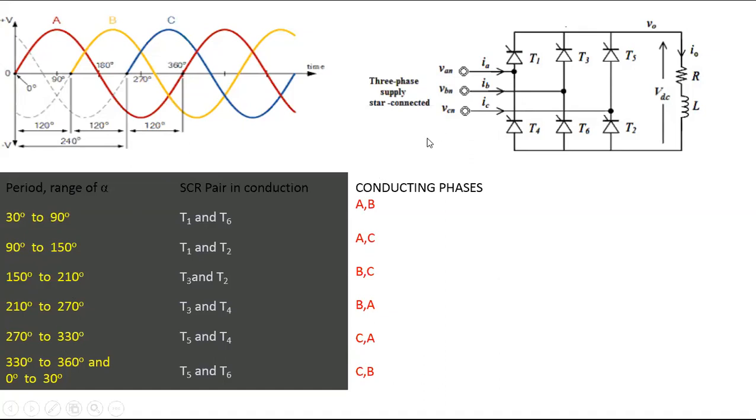Case 1, all of you make a note simultaneously. Case 1, when 30 less than alpha less than 90. That means when the firing angle is maintained between 30 to 90. So what is this 30 less than alpha less than 90? Now you see the input AC supply, which you have drawn on your chart or paper. Now clearly observe this one.